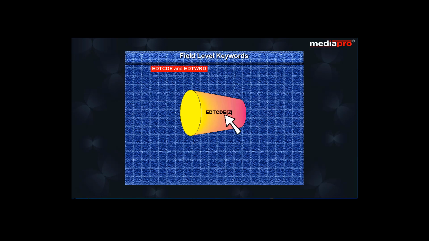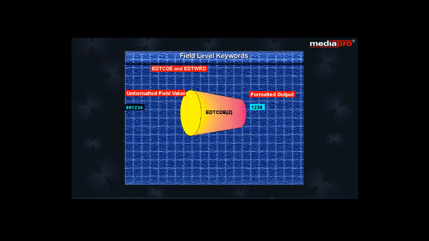Edit code Z is used to suppress leading zeros. If a 6-digit field contains a value 001234, it would be printed as 1234.